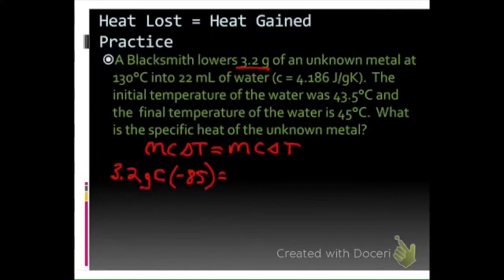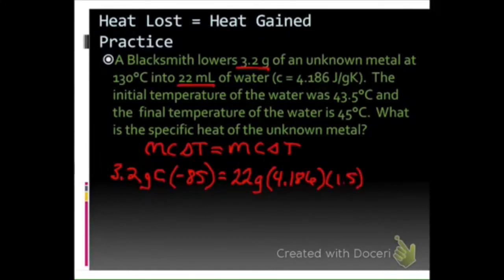Now we do, believe it or not, have the mass of the water, because if you remember, a milliliter of water equals 1 gram. So this is the same thing as saying I have 22 grams. In this case, it gave us the specific heat of water, our C, so that's going to be 4.186. And our change in temperature for the water: the final temperature was 45, the starting temperature was 43.5, so our delta T was 1.5.